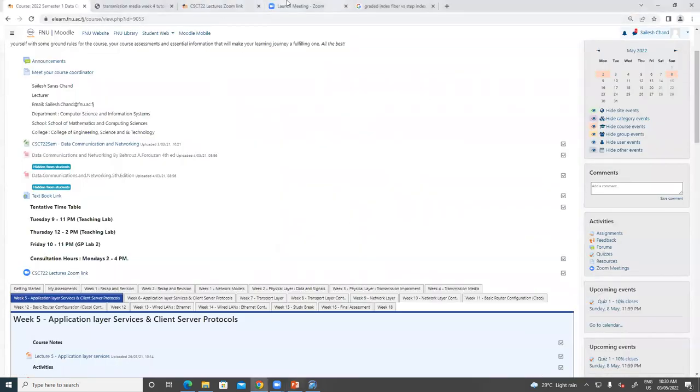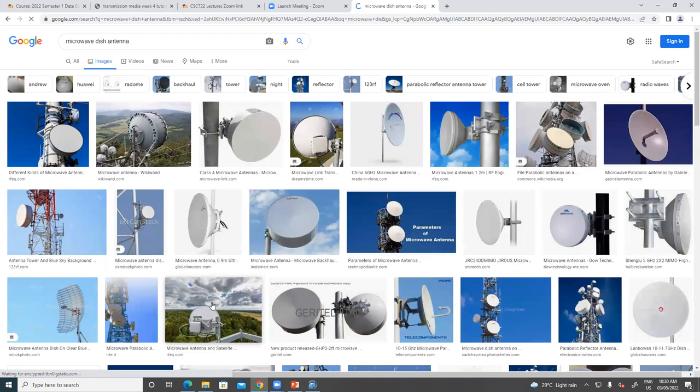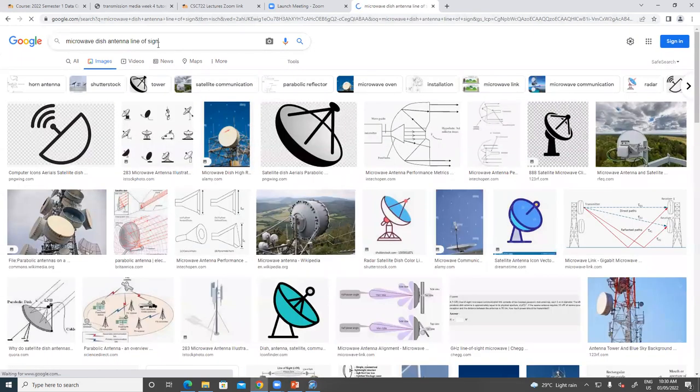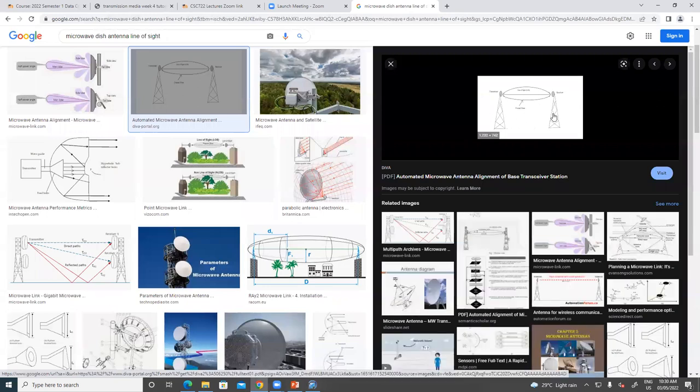You can have a look at this microwave thing. Examples here, so you can see that they're mostly in a certain direction, a line of sight. Example here, this one. You'll usually find these in high hilly areas, especially on the mountains, these types of antennas, microwave types of antennas.